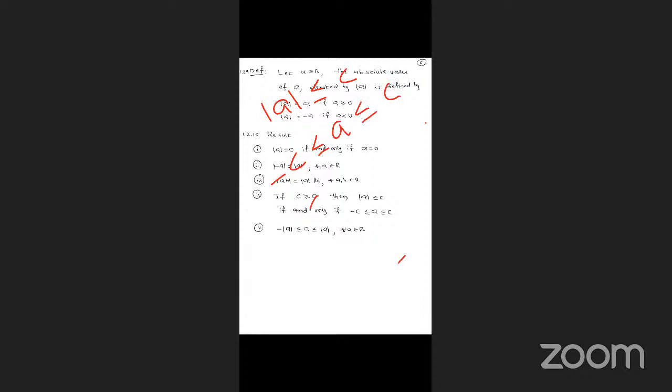Next one, the fourth one: replacing C by mod A. Here, minus C is less than or equal to A, less than or equal to C in the fourth one. Replacing C with mod A, remove C and add mod A. We will get minus mod A less than or equal to A, less than or equal to mod A.